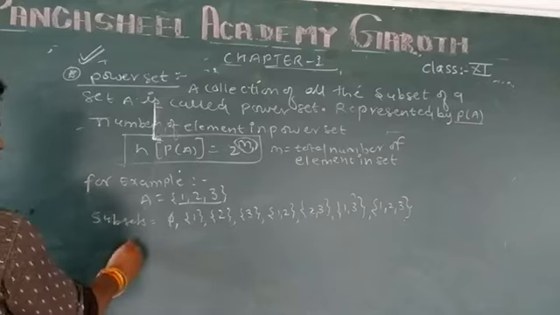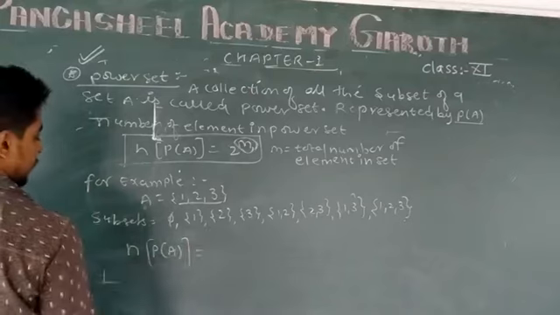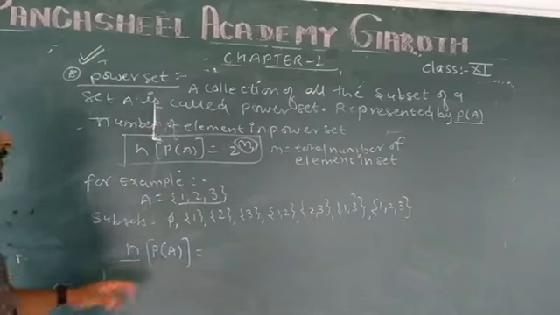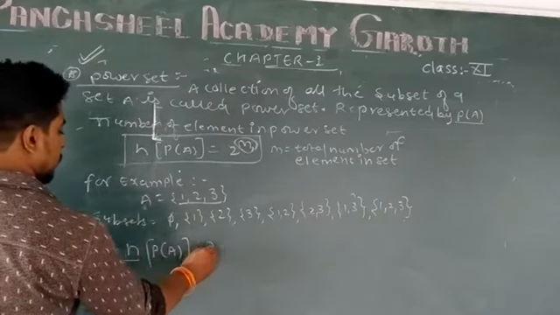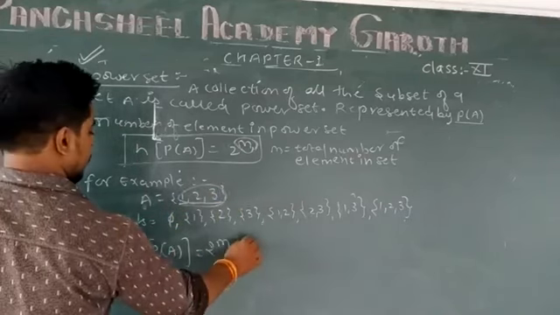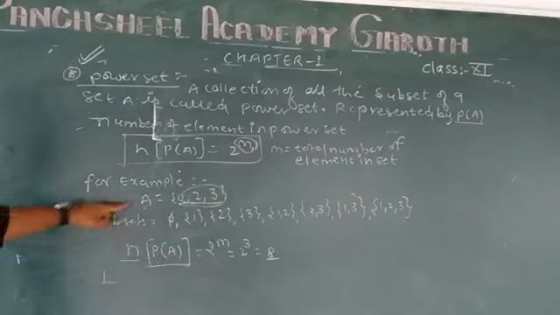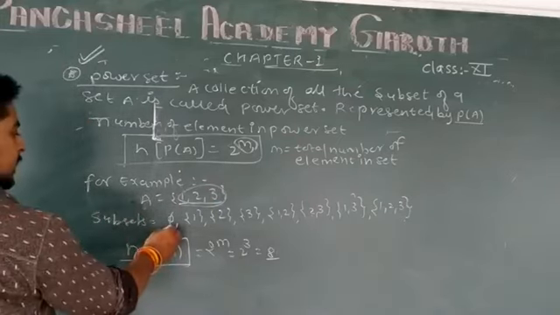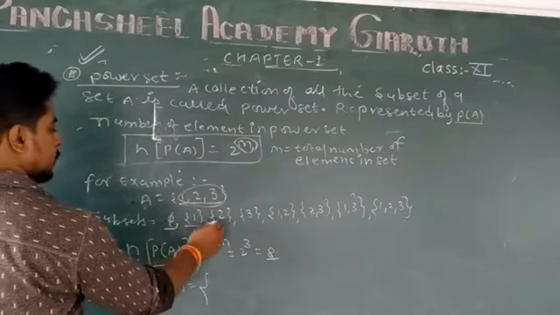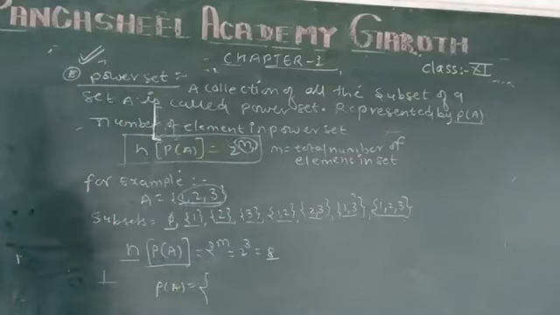3. Therefore, we can conclude that the number of elements in the power set will be n(P(A)) equal to 2 raised to the power n, where n is 3 elements, therefore 2 raised to the power 3, therefore 8. It means the number of elements in the power set of the given set will be 8. So we calculate that n(P(A)) is equal to 8: 1, 2, 3, 4, 5, 6, 7 and 8. Yes, it is clear.